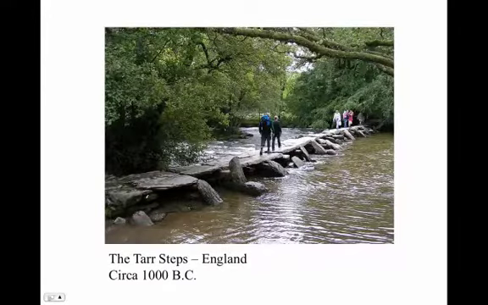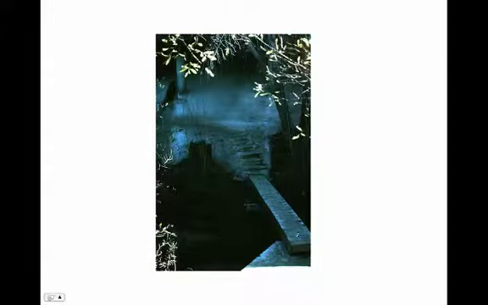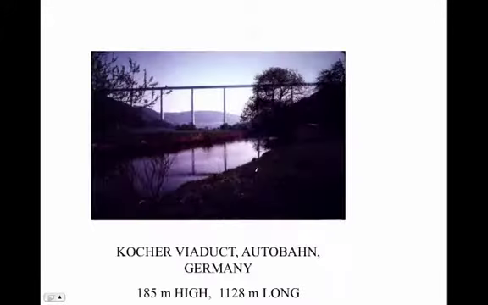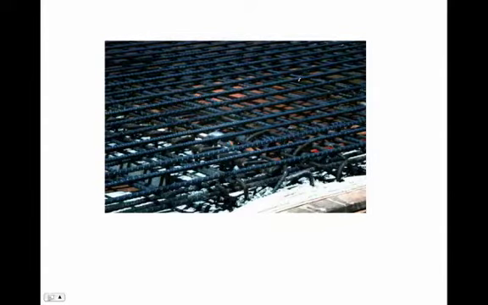So here's an example of a simple beam bridge going across a river in England. Here's another simple beam bridge going across here. Here's another simple beam bridge for highways in Germany on the Autobahn. So we have pillars or columns that hold up the deck of the bridge, and that's it. That's all it has for support.